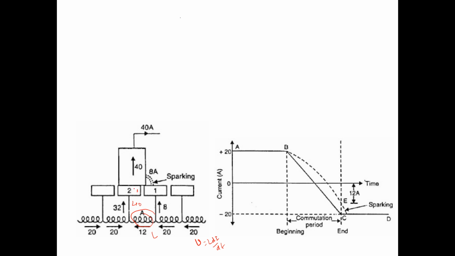Otherwise, this brush will be in contact with commutator segment 2, but there will be some delay. If there is a delay, instead of this ideal path of ideal commutation, it will follow this practical path, and this will be delayed.